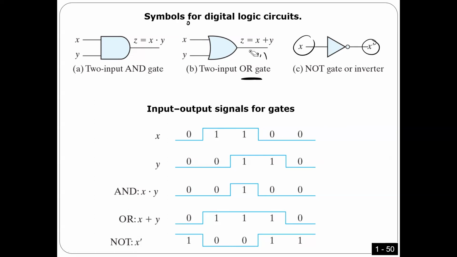The symbol to represent the OR operation is plus, as you see here. Again, this plus is not addition. We don't have addition here. In logic, we have only 3 operations: inverter, OR and AND. These are the basic operations. So this plus means OR.